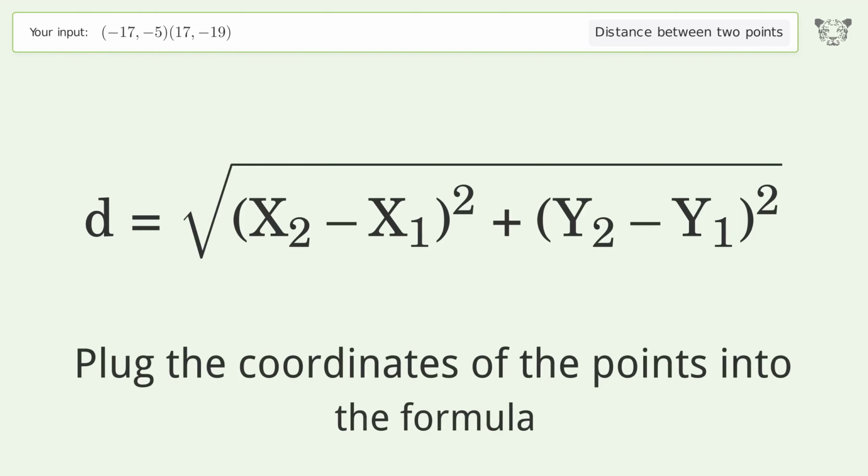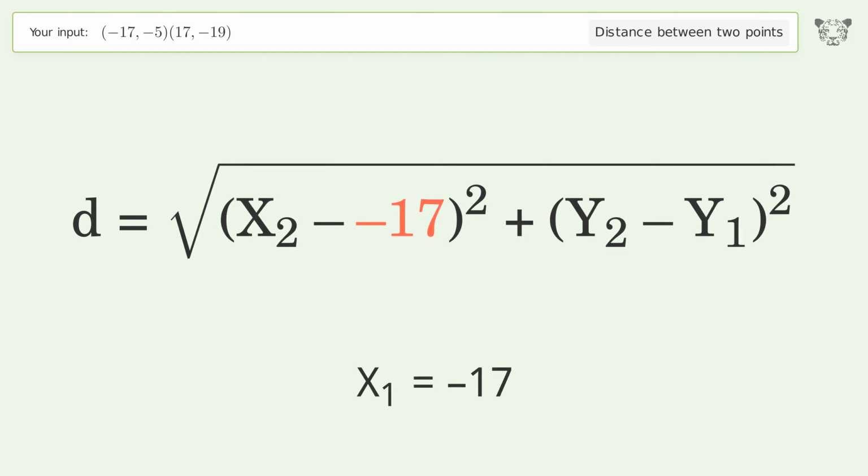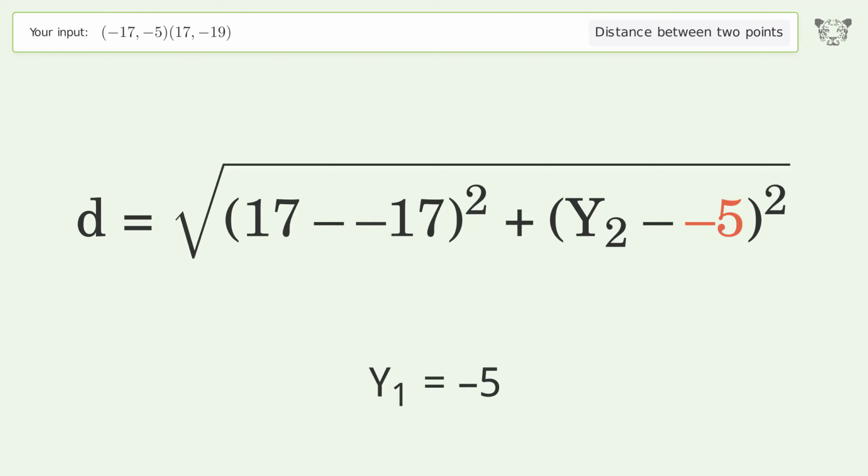Plug the coordinates of the points into the formula. x1 equals -17. x2 equals 17. y1 equals -5. y2 equals -19.